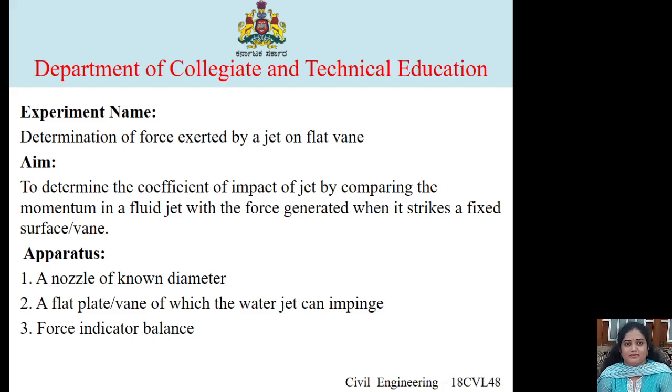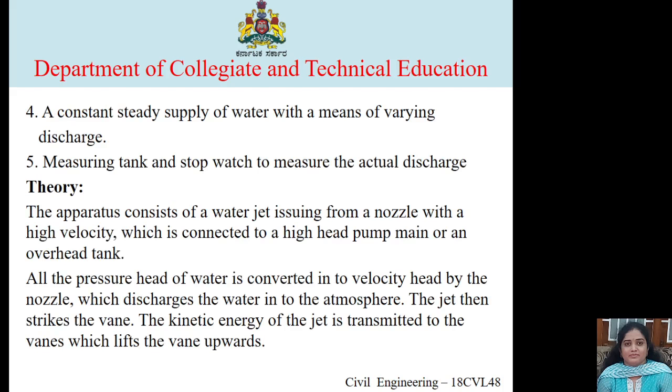So what are the apparatus required for this? A nozzle of known diameter, a flat plate on which the water jet can impinge. Third is a force indicator balance. Next is the constant steady supply of water with means of varying discharge. Next is the measuring tank and stopwatch to measure the actual discharge.